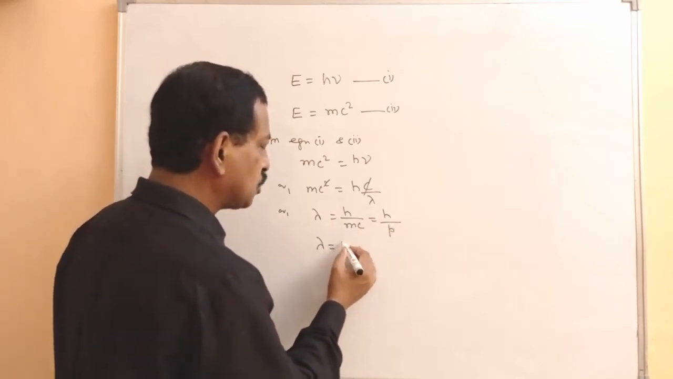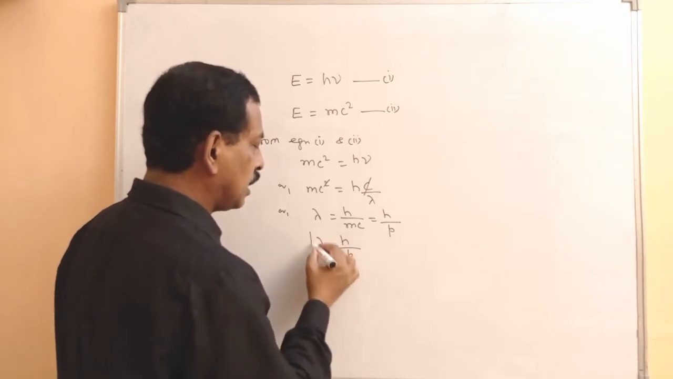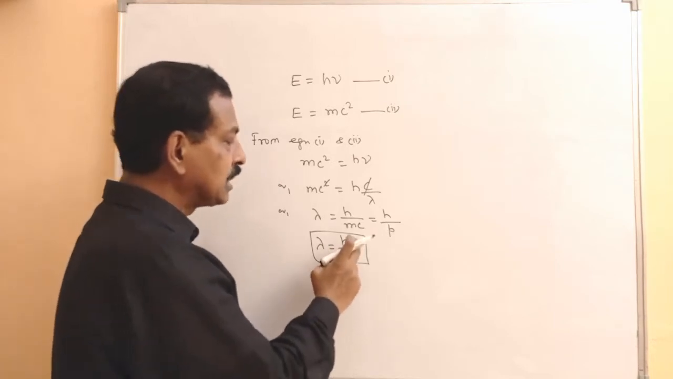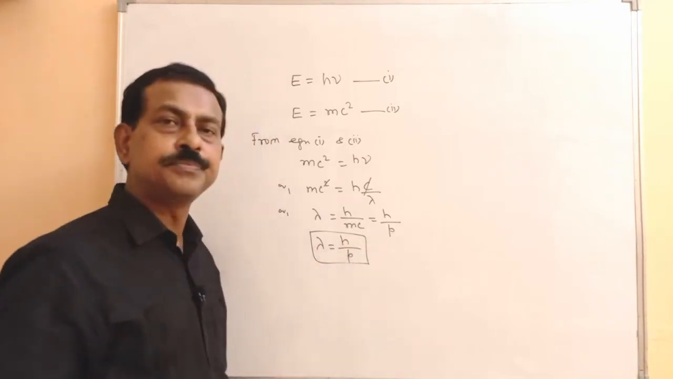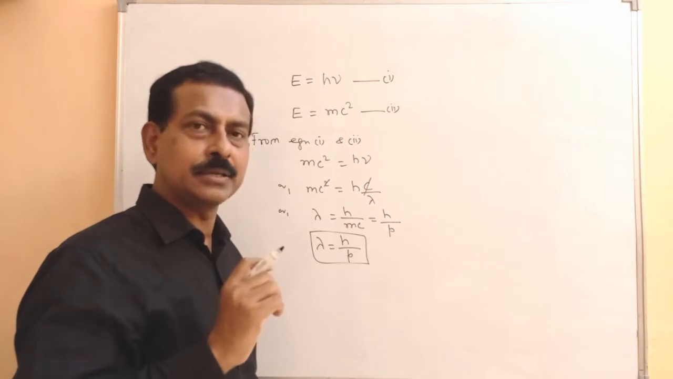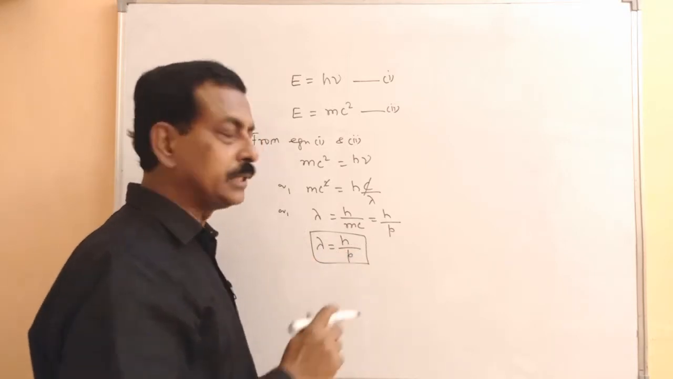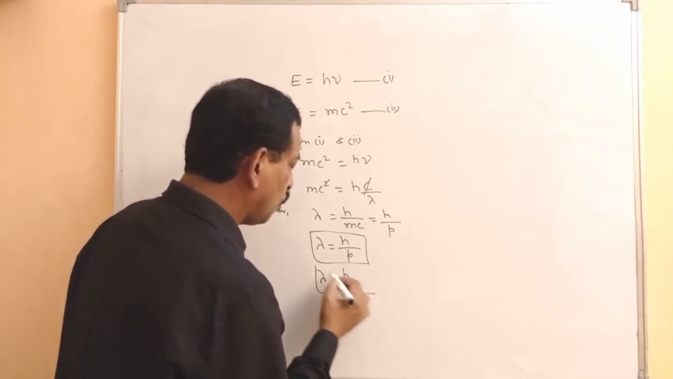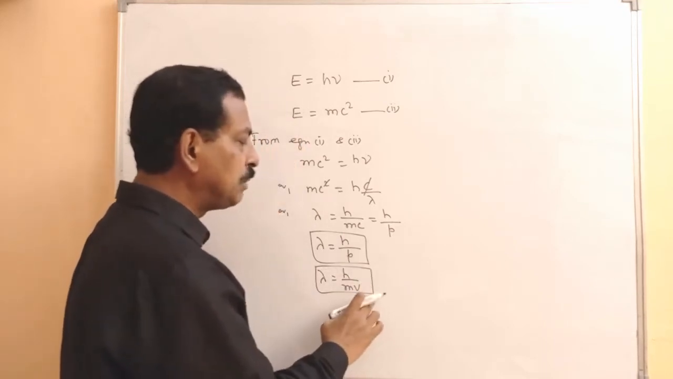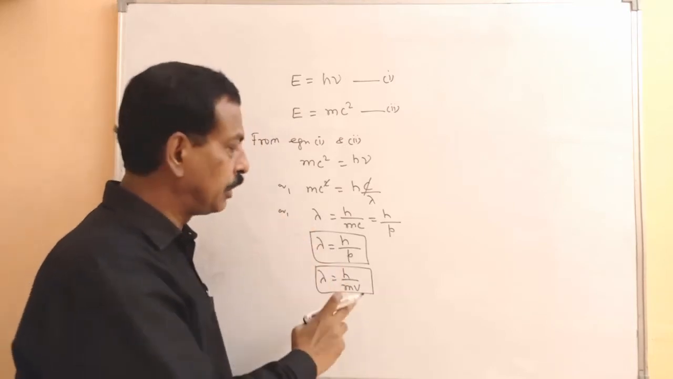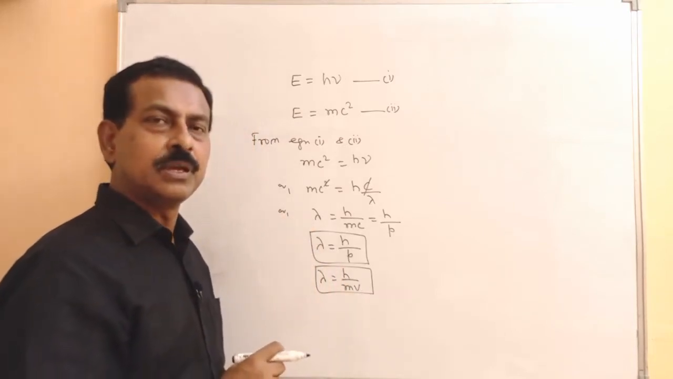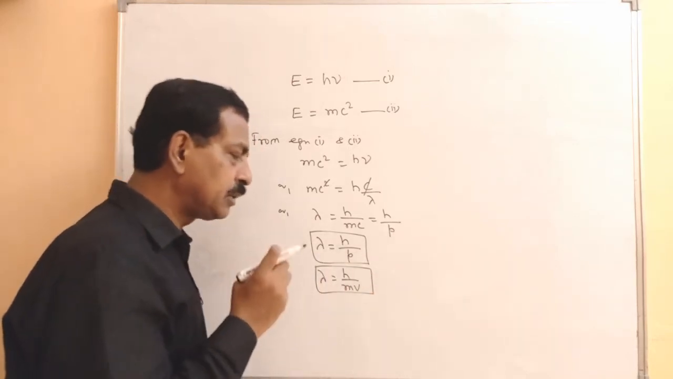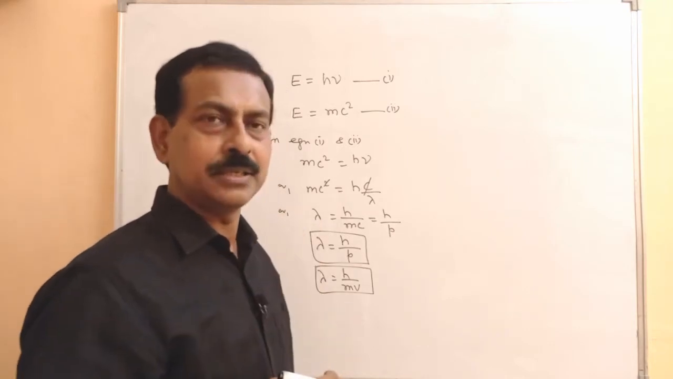So de Broglie hypothesis was that a wavelength is associated with momentum, which is given as h by p. For a material particle, this momentum p we can write as lambda equals h by mv, where m is the mass of the material particle, which is moving with velocity v. So this is the expression for de Broglie wavelength associated with a moving material particle.